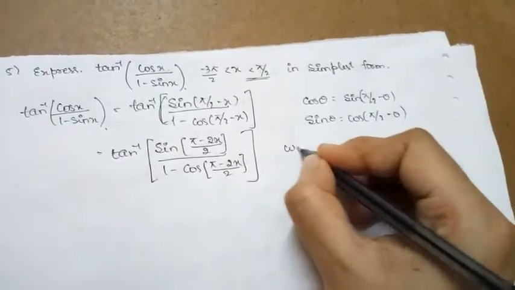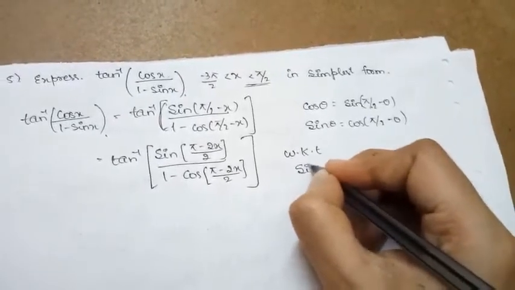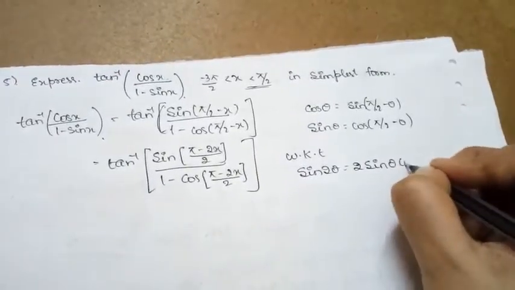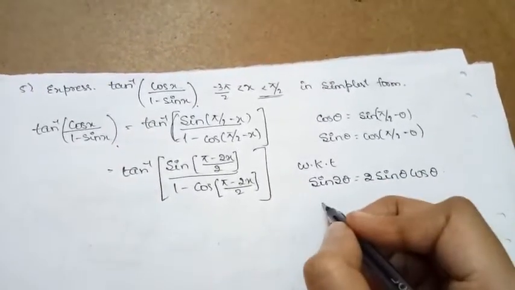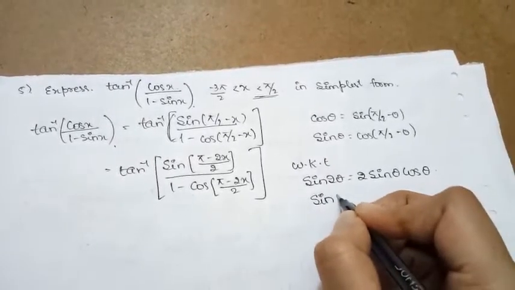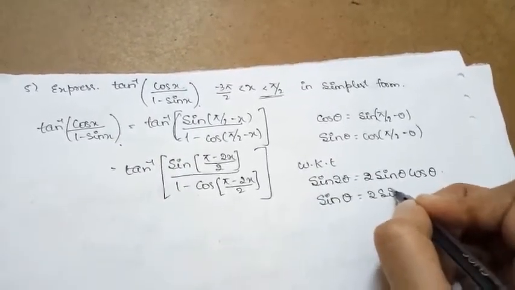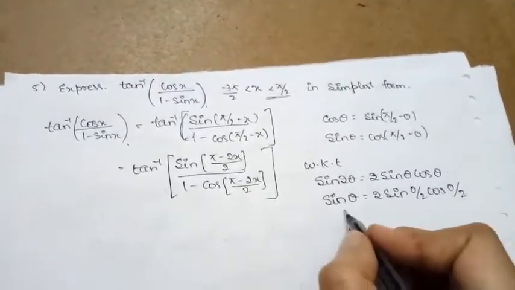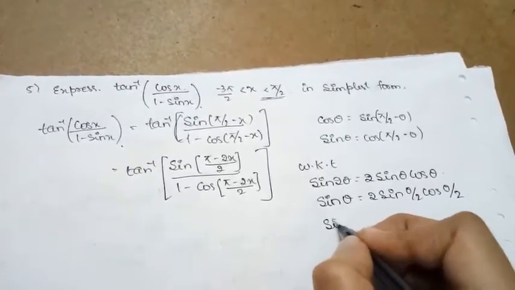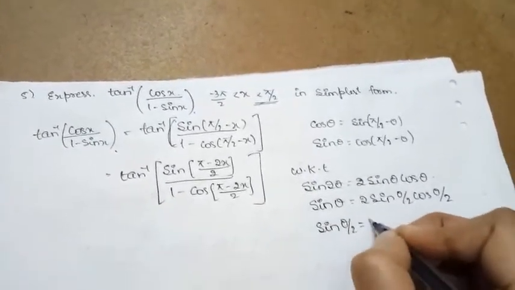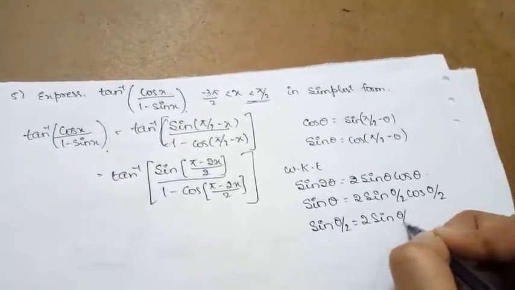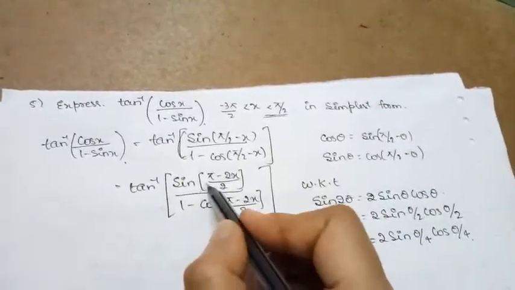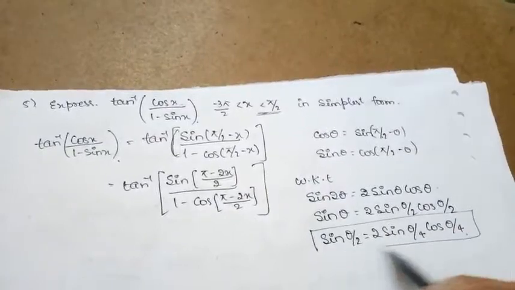Okay, we know the identity sin 2 theta is equal to 2 sin theta cos theta. Suppose I turn this into half angle, then sin theta is equal to 2 sin theta/2 cos theta/2. Suppose I reduce this to another half, then sin theta/2 is equal to 2 sin theta/4 cos theta/4. So now in the numerator I am using this identity.